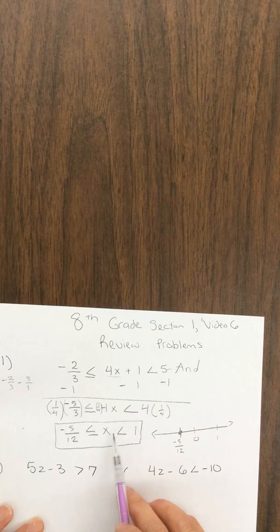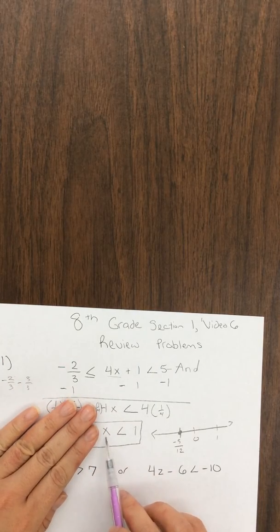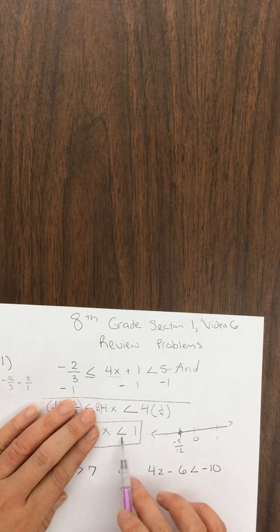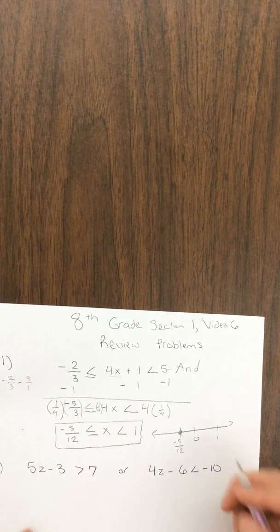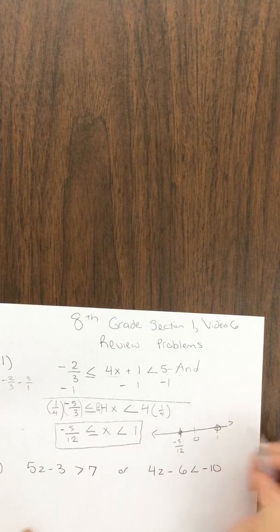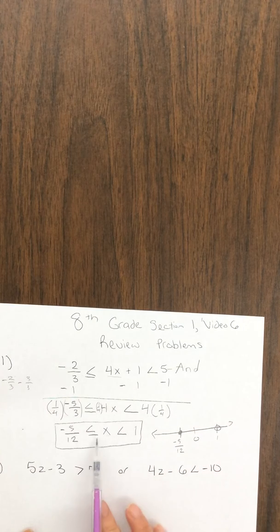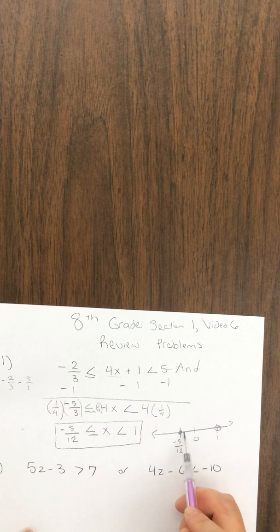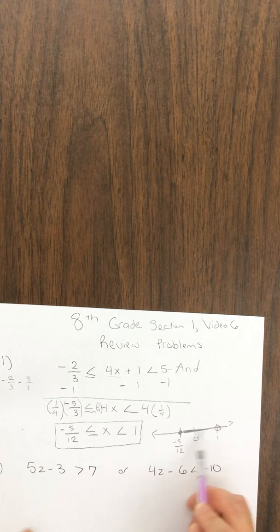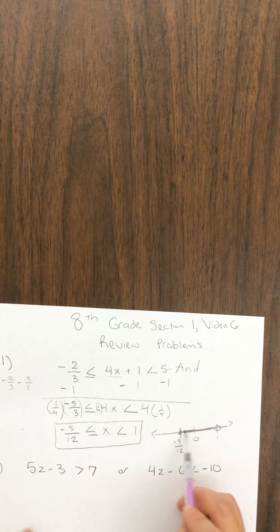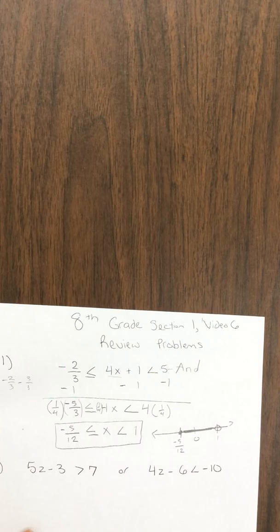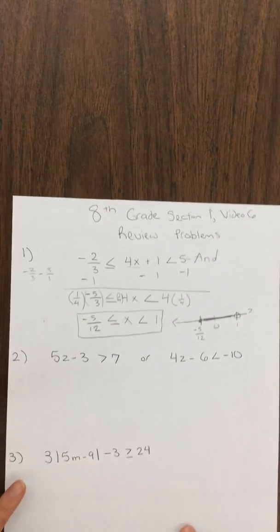My other part of my solution is that x is less than 1. There's no equal sign underneath it, so it's going to be an open circle. So x is going to be between negative 5/12 and 1, so I'm going to shade on the inside. Notice with this, I only have one interval for my solutions. All right, so that's number 1. Let's look at number 2.